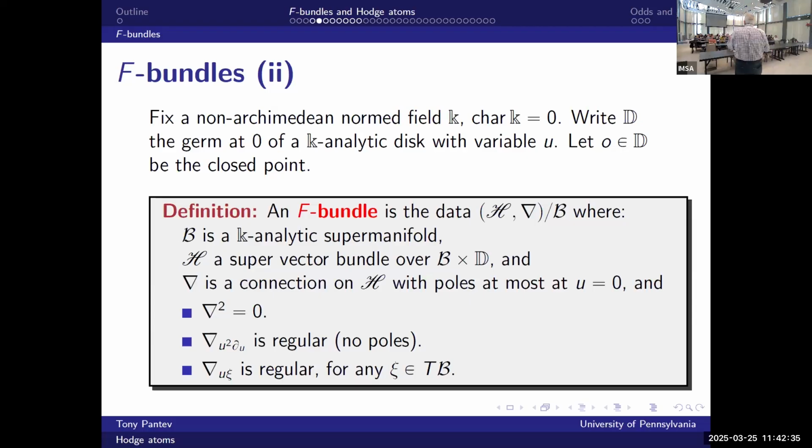Yes. Now it's just an even connection. Very good. Even degree. Yeah. I mean, it's not a super connection. Degree zero connection. Okay.